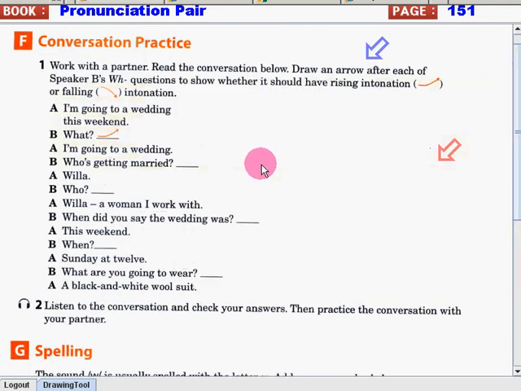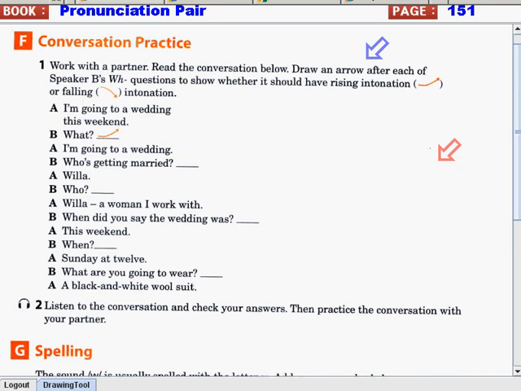Let's talk about conversation practice. Direction: work with a partner. Read the conversation below. Draw an arrow after each of Speaker B's WH questions to show whether it should have rising intonation or falling intonation. Let's take a look at the first example. I'm going to a wedding this weekend. What? We use rising intonation because you want Speaker A to repeat what he or she said. Now guys, it's your turn to answer this activity. You can pause the video while you're doing this, and you can click the play button once you're ready. So guys, good luck!